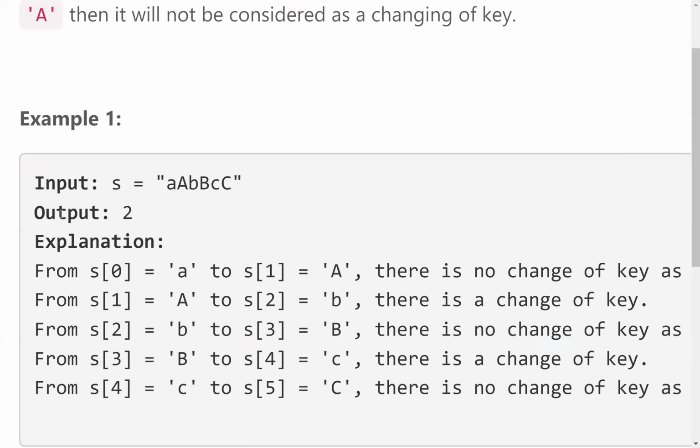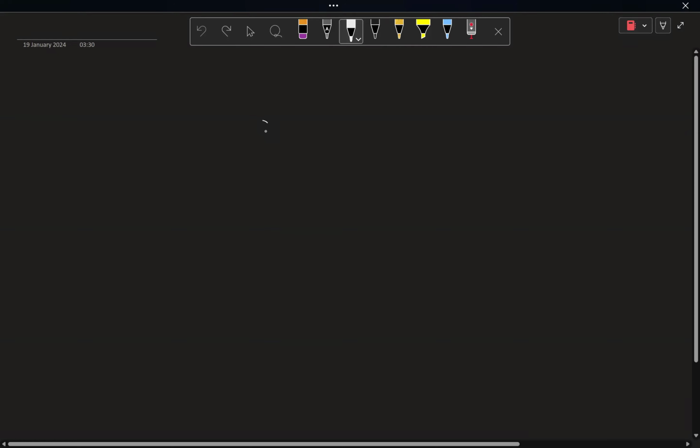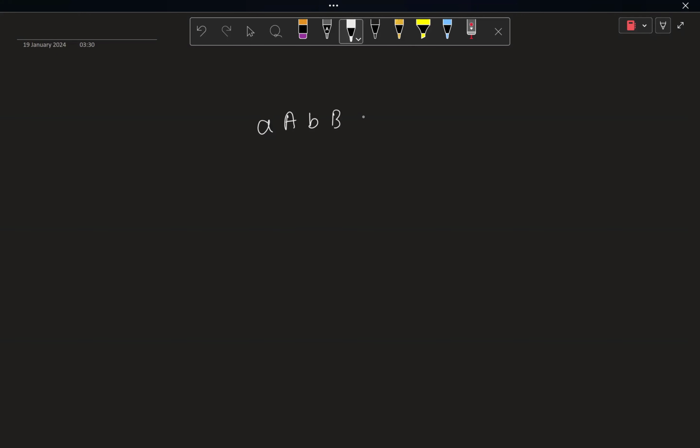Let's see one example here. A, capital A, B, capital B, C, capital C. So let me open one note. If a string is like this, and we have to tell how many times the user changed the key. Now look at this.